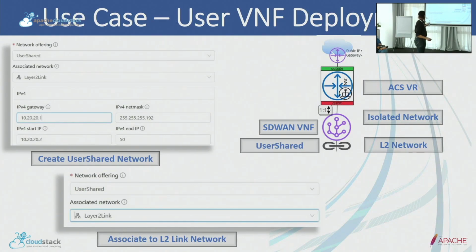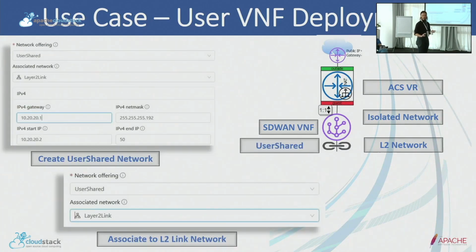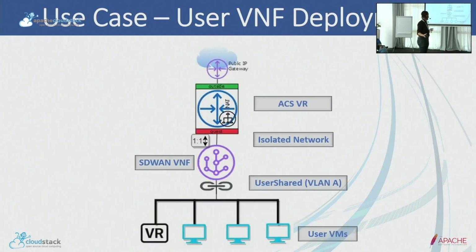So there, the end user is creating a user shared network and associating that to the layer 2 network. So what happens there? That layer 2 network has been deployed in a VLAN or VXLAN in some layer 2 broadcast domain, and this shared network is created on that same broadcast domain. So from now on, we can pretty much forget the layer 2 network and think just about the shared network.